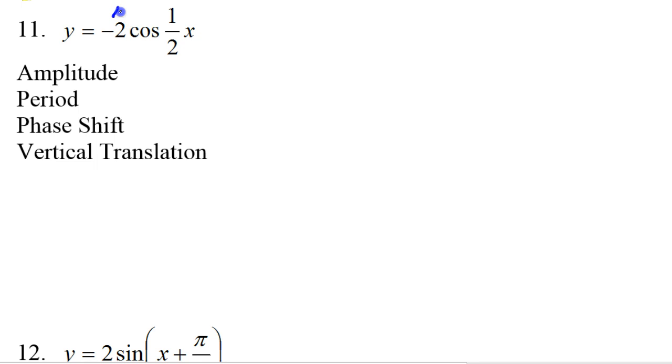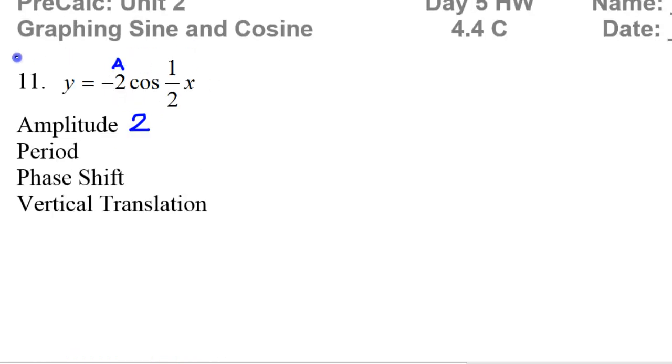So I've got my a value here of -2. That tells me that the amplitude is going to be 2. Amplitude is always positive. This negative sign in the front will be a reflection over the x-axis. Alright, so that's what this negative sign is doing. So watch out for that later.